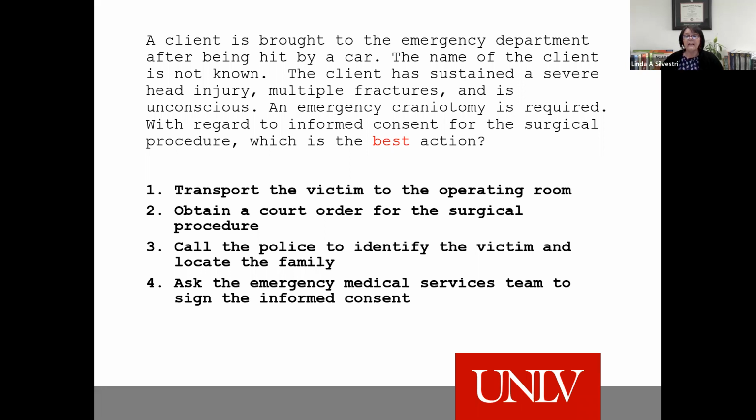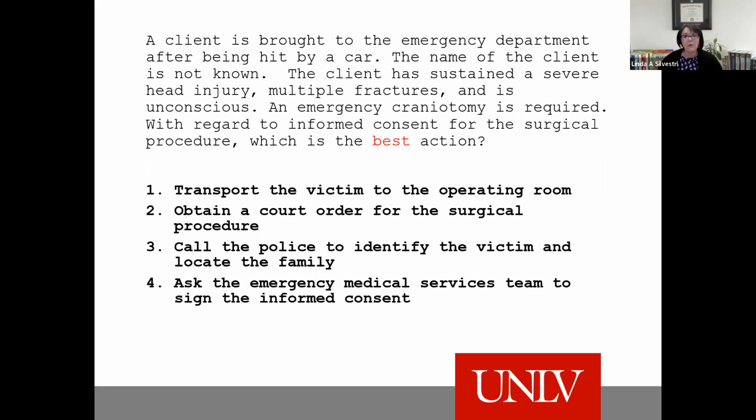We can do that in an emergency situation if we don't know the victim's name, or if we aren't able to identify that victim and locate a family member. And obtaining that court order, asking the police to identify the victim and locate the family is just going to take too much time. And 4, asking the emergency medical services team to sign the informed consent. I wanted to mention this because some of you selected that answer. No, they cannot sign an informed consent for this client.